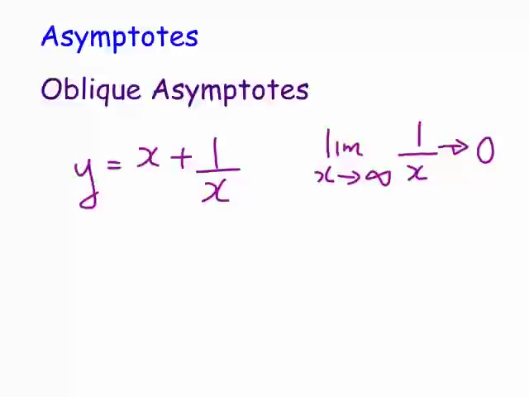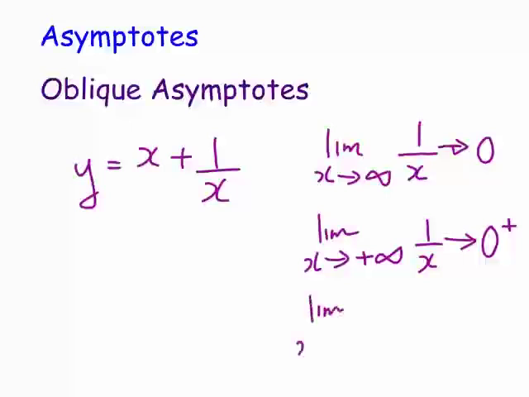Sometimes I abbreviate this: the limit as x goes to positive infinity of 1 on x goes to 0, with a little superscript plus, which means from the positive side, from above. The limit as x goes to negative infinity of 1 on x approaches 0 from the negative side, or from below. So the first thing is that 1 on x will shrink as x gets larger and larger, and our oblique asymptote becomes the overriding factor in our curve.